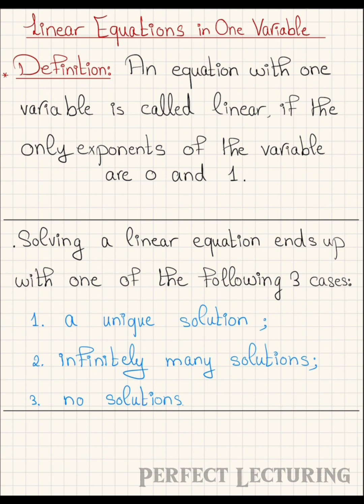Alright, now when I solve an equation, I will end up with one of the following three cases. I will either end up with an equation with a unique solution, so we'll only have one solution, or you might have infinitely many solutions, or no solutions at all. I'm going to show you examples of each of these three cases.